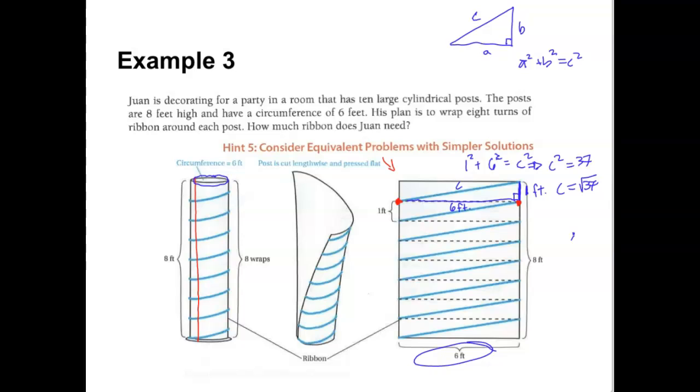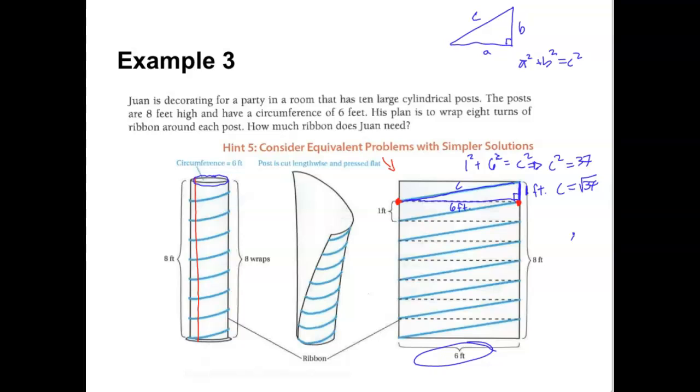First, we only found how long each turn is going to be, right? How many total turns are we going to have? How many wraps do we need for this post? Good, 8, right? So we're going to multiply that answer by 8, but also we're trying to buy ribbon here. We're not going to go to the ribbon shop and say I need 8 times the square root of 37 feet of ribbon. We probably want to get a decimal approximation there.